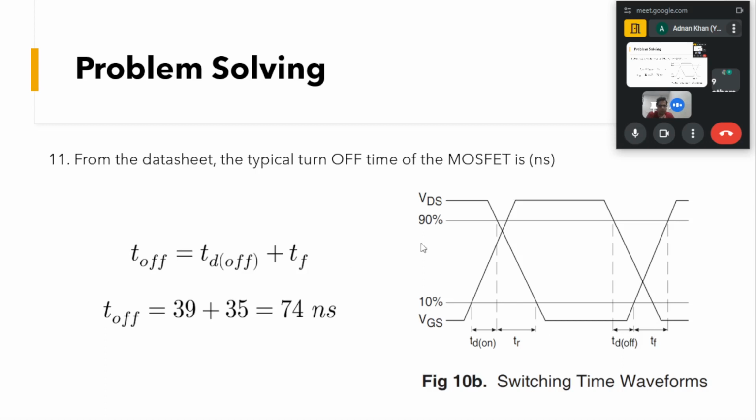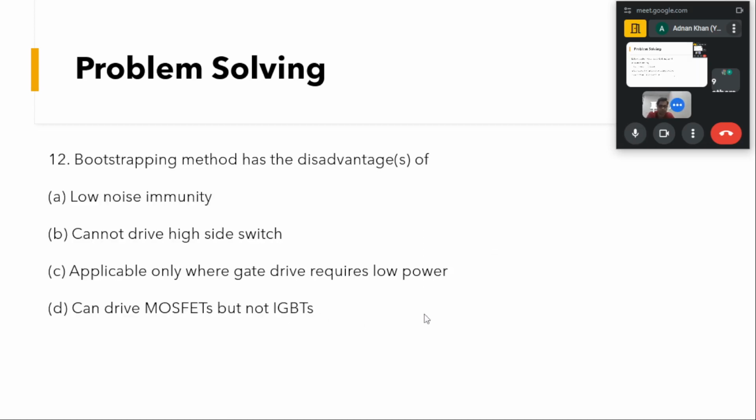If you go through the MOSFET data sheet, the values of these two are given to be around 39 and 35 nanoseconds. So overall T off will be equal to 39 plus 35, which is around 74 nanoseconds. That is the answer to this question.